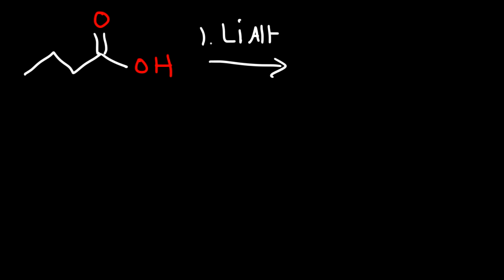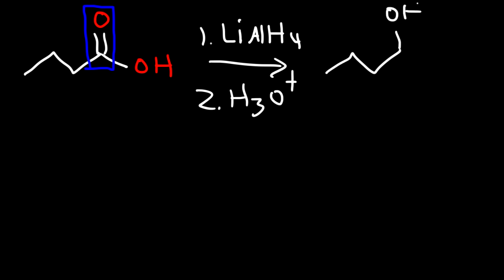Now, there's some other reactions that we need to review as well. What's going to happen if we react a carboxylic acid with lithium aluminum hydride, followed by H3O+? So just like the other reactions, the carbonyl group will be reduced to an alcohol. And then this group is going to leave. It's going to pick up a hydrogen from the solution, but the end result is that it'll leave as water, which we don't really have to worry about. So the final product will be a primary alcohol.